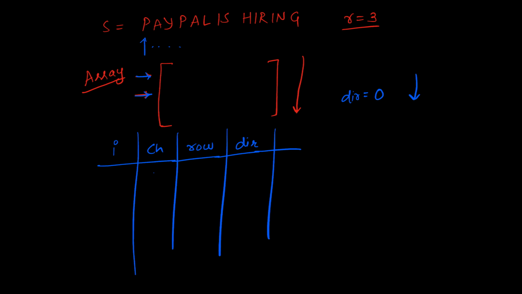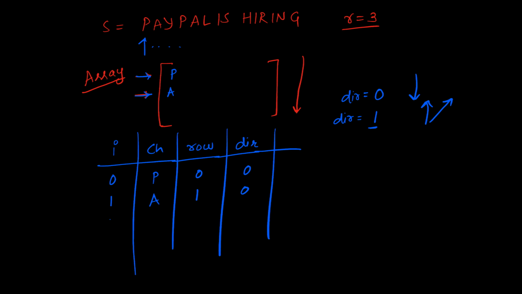For this demo, we'll set direction as 0 when we are moving downwards and direction as 1 when we are moving upwards. To begin with, i will be 0, row will be 0, and the direction will be 0 as well as we are going downwards. So we'll append p to the first row, that is row number 0. For the next run, i and row will be incremented. The direction will stay as is. The next character is a. We'll append a to the second row, that is r is equal to 1.